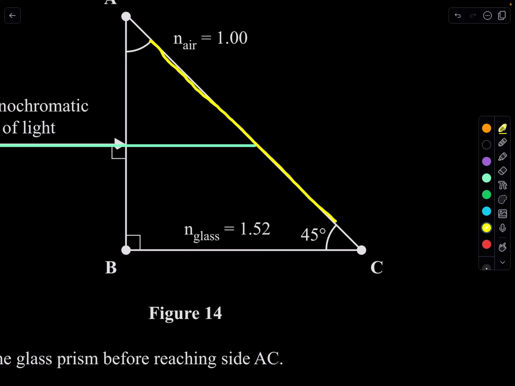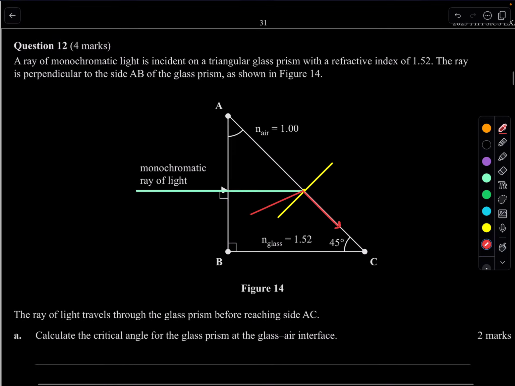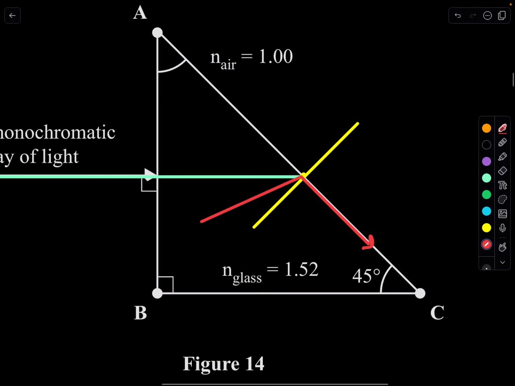This is a straight line, so we have to draw a normal to visualize it. I'm going to draw the normal like this. It has to be perpendicular, like that. Now what do we know? The critical angle is the angle from this normal. It's the angle from the normal where you get a critical angle between the glass and the air interface. Yeah, that's our critical angle.